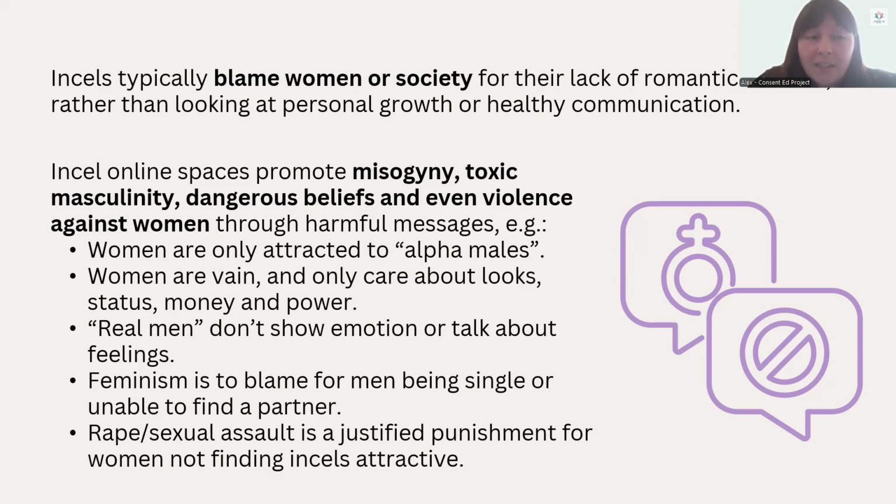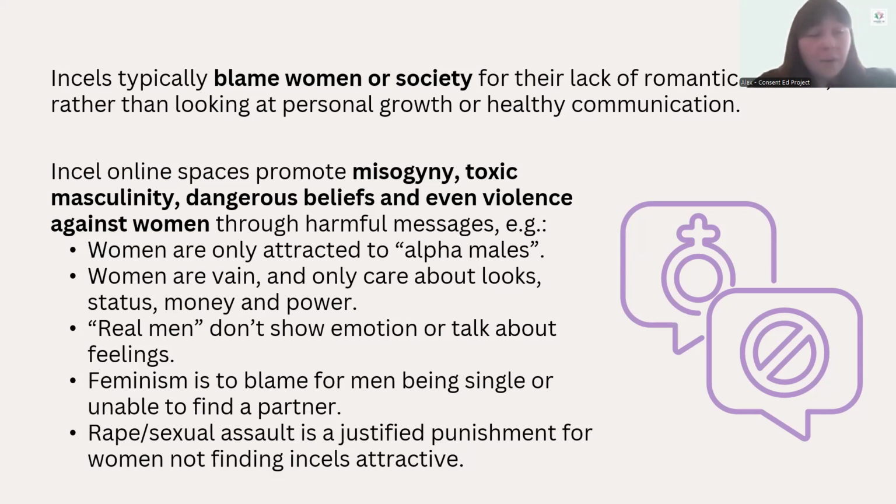Things like women are only attracted to alpha males, and we'll go into detail about what an alpha male is in a minute. That women are vain and only care about looks, status, power and money, and don't care about a nice guy or humor or personality. Quote unquote, real men don't show emotion or talk about feelings other than anger, of course. Anger is always acceptable. Feminism is to blame for men being single or unable to find a partner. So the fact that women have more rights and more allowances in society today, that's the real villain here, and not violence against women and male violence against women. That's another huge myth that's perpetuated by the incel community.